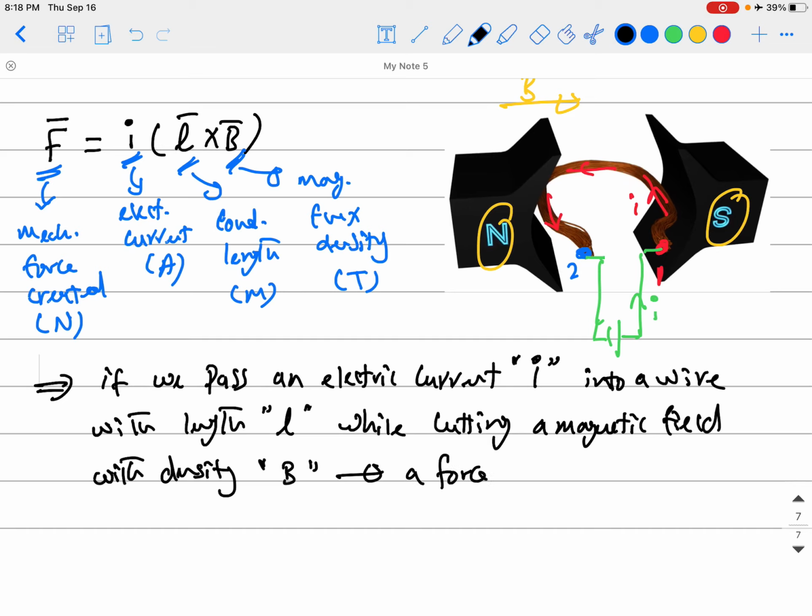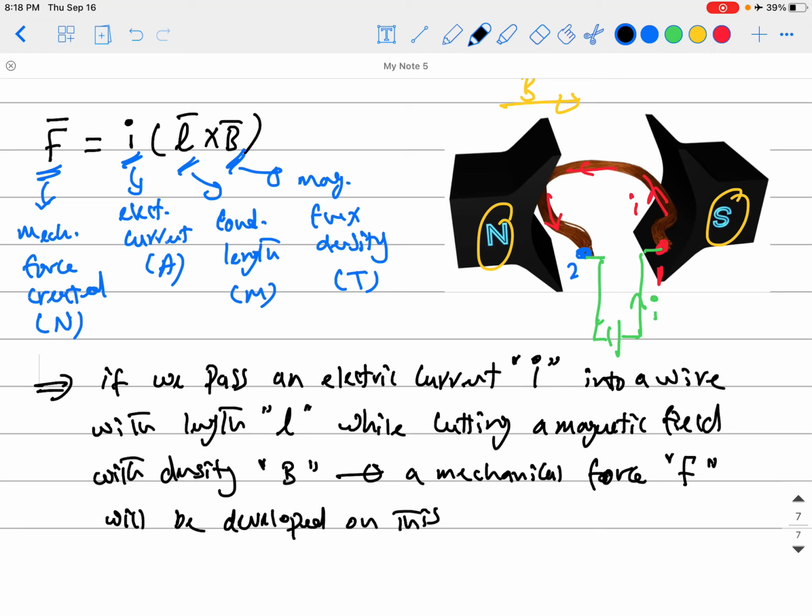A mechanical force F will be developed on this wire or conductor. Okay, guys? Again, the same idea, we'll be talking about how to find everything. It will be the same idea like this. So that is how to quantify everything like this.